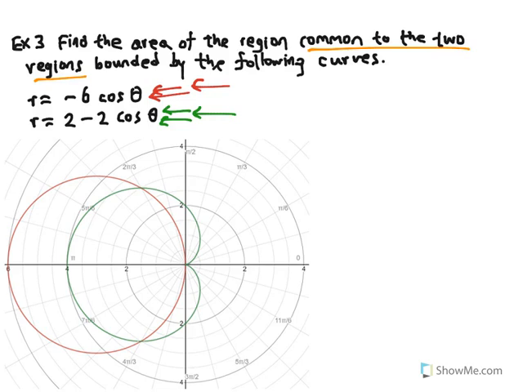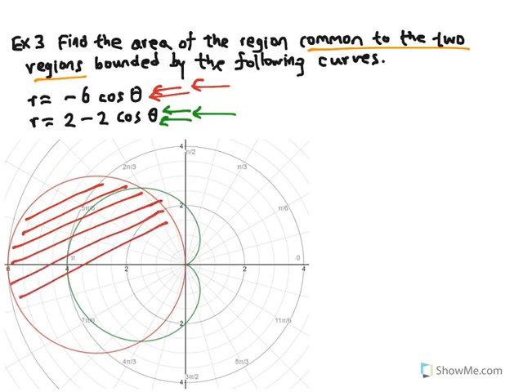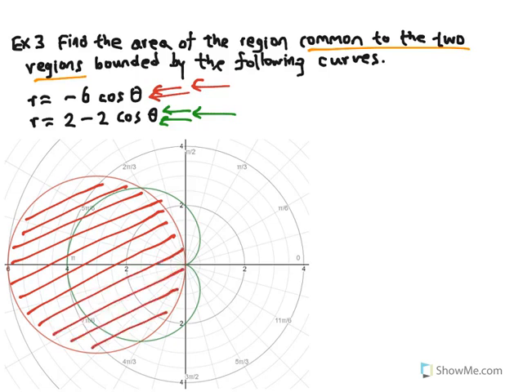So first I will shade the region inside the circle. So that would be all of this. So this is the region that is inside the circle. Next, I will shade the region that is inside the cardioid. So let's look at that. So that's going to be all of this. This is the region that is inside the cardioid.